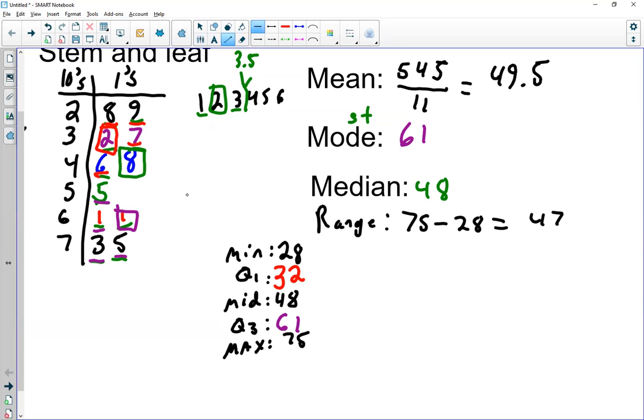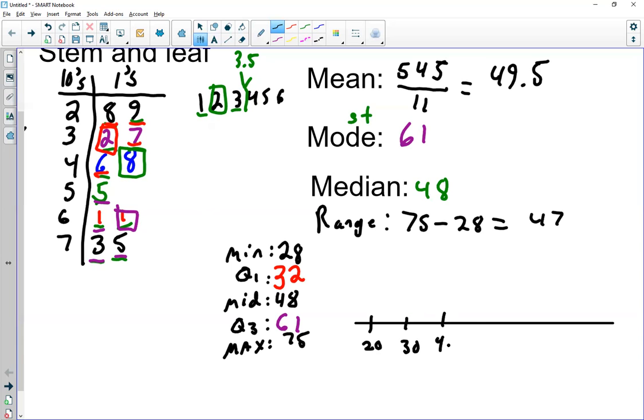This is the box and whisker plot. I think I'm going to draw a blank line here so you guys could just use a straight line, but you have to put the markings yourself. Remember, your markings should make sense. Since I go from 28 to 75, I'll do 20, 30, 40, 50, 60, 70. It's okay if I don't use the whole line. 80.